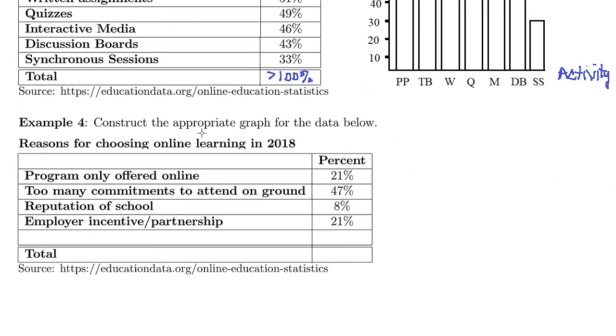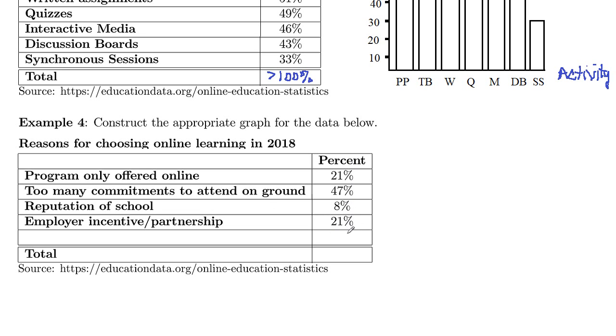In example number 4, again, they want us to construct the appropriate graph for the chart below. This is choices, why, the reason for why they chose online learning. So the program was only offered online. 21% of the students chose it for that reason. Too many other commitments to attend on ground. That was 47% of the students. Reputation of the school, 8%. And employer incentive or partnership, 21%.